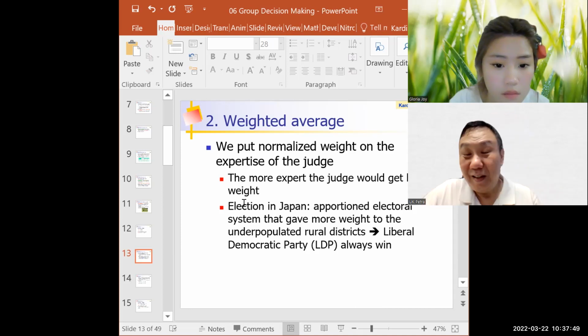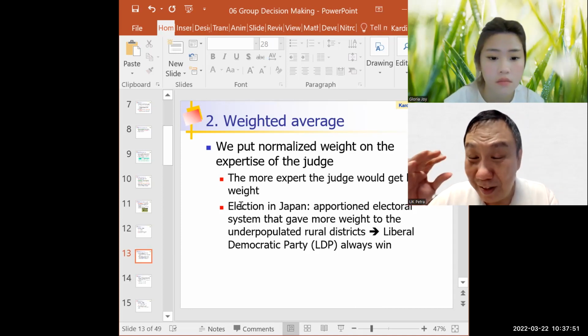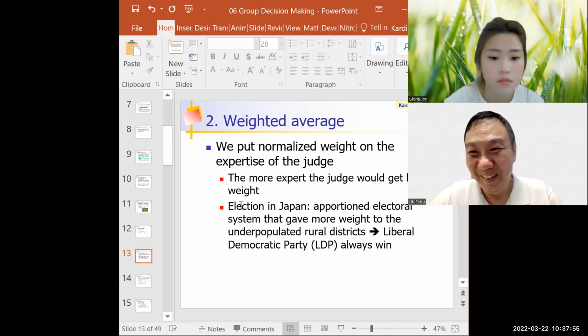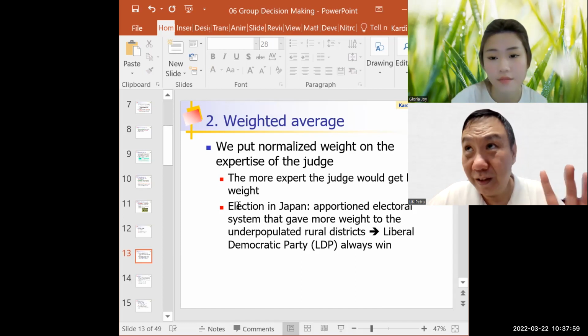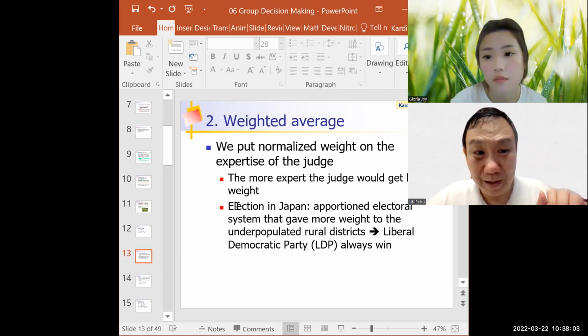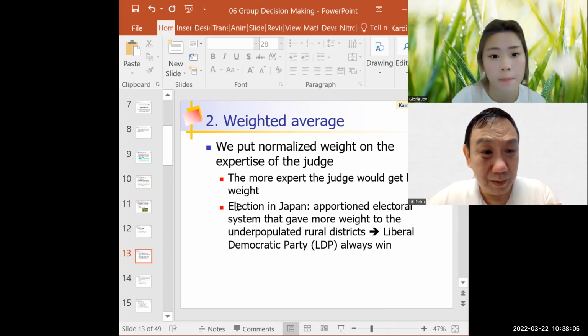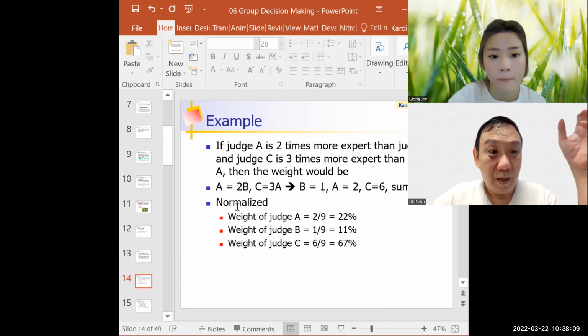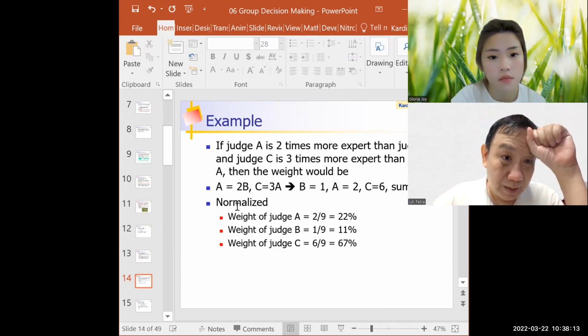That's why the price of rice is very expensive in Japan, like 6 to 10 times that of Indonesia, for the same rice. That is the policy they make so that they can win. Anyway, this is an example.